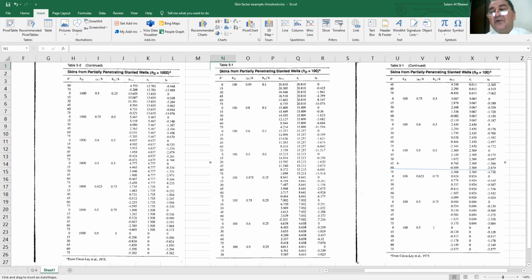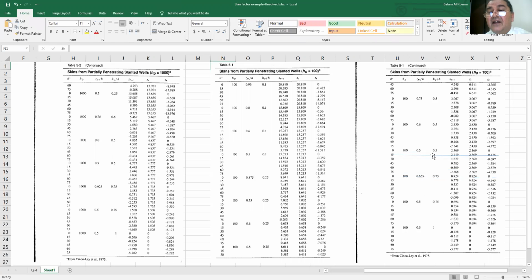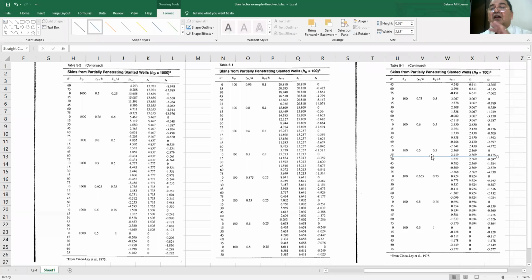So we have to go where? Here. So this is our case. See? This is our case, guys. Is that clear? The deviation angle is 15. HD is 100. ZW by H, 0.5. Sorry, I think it's 0.25.